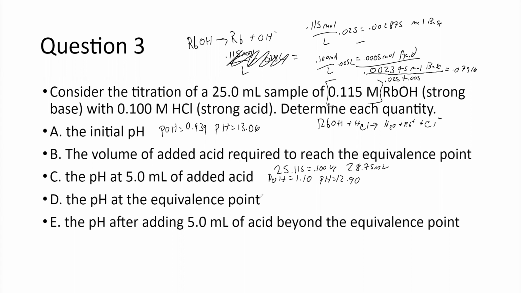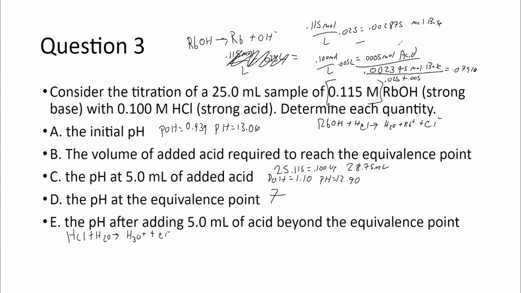All right, what's the pH at the equivalency point? This is easy. When you have strong acid, strong base, it's going to be 7. All right, what's the pH of adding 5 mL of acid beyond the equivalency point? Same idea as the previous problem. We have acid, and it's just reacting with water. There's no base to react with. So I need to know what's my concentration of acid.